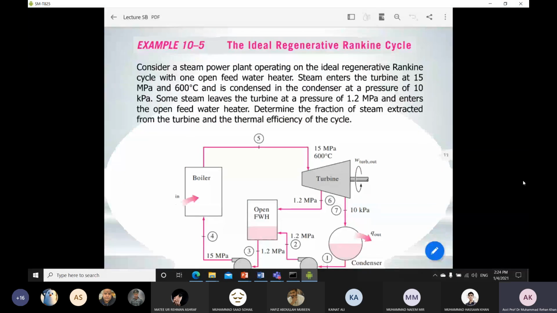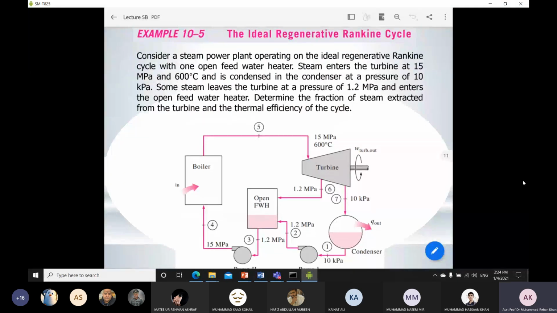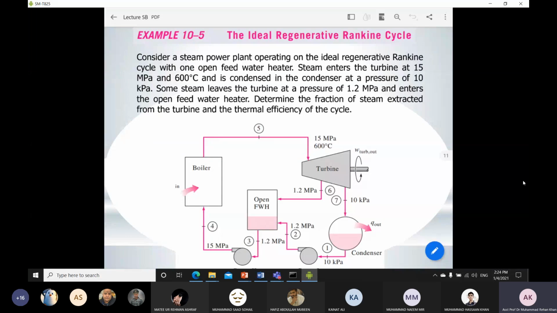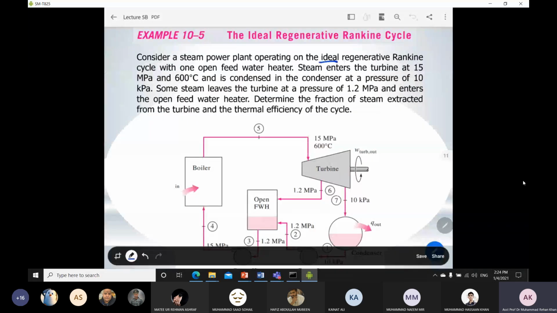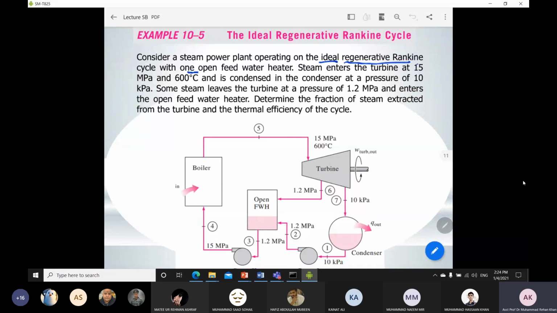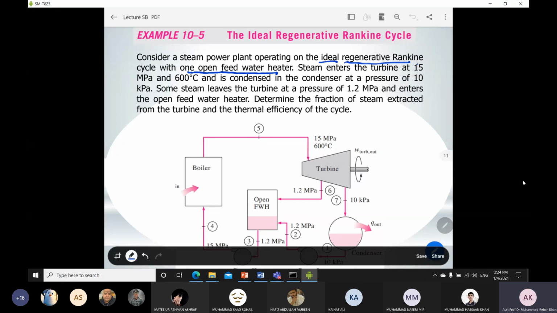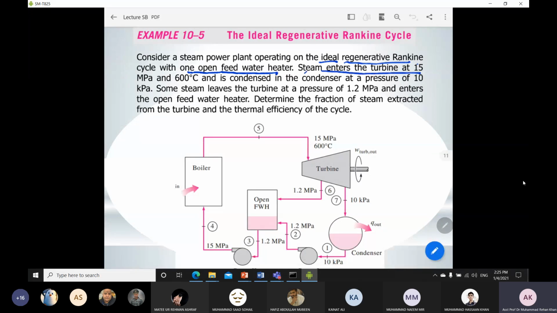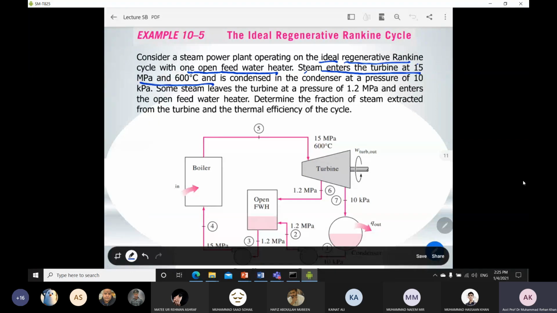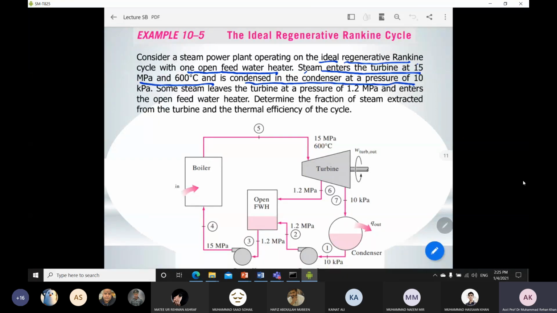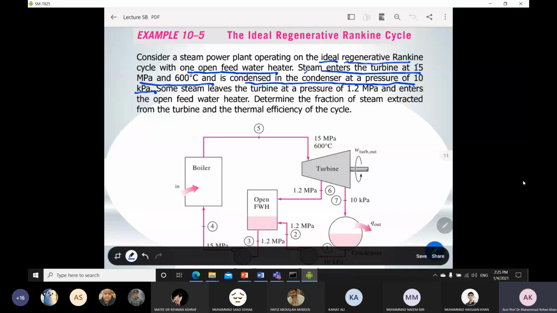Now coming towards the question regarding the regenerative Rankine cycle. First you have to just read the question. Consider a steam power plant operating on the ideal regenerative Rankine cycle. From here you can see that it is the ideal regenerative Rankine cycle with one open feed water heater. Steam enters the turbine at 15 megapascal and 600 degrees Celsius, so the higher pressure and temperature are given in the question. It is condensed in the condenser at a pressure of 10 kilopascal, so the lower pressure, which is your condenser pressure, is also given.